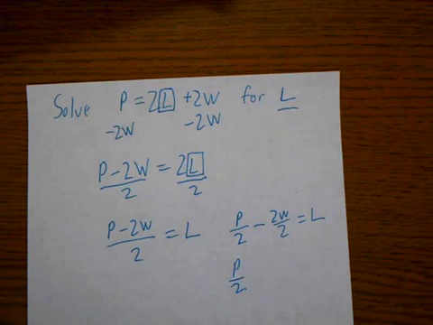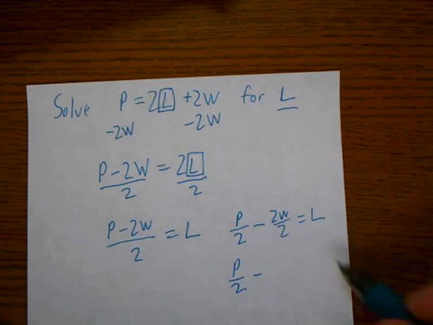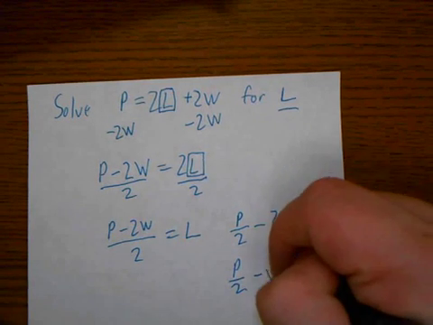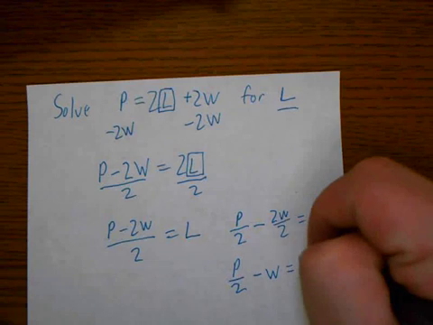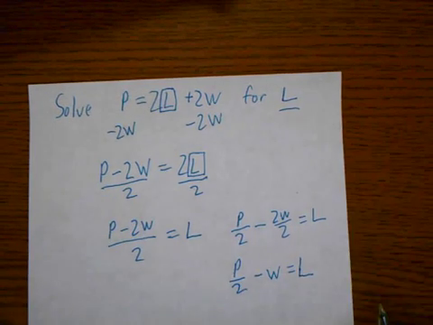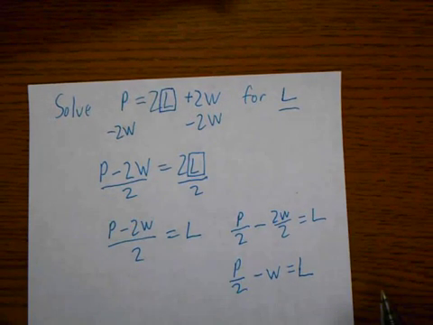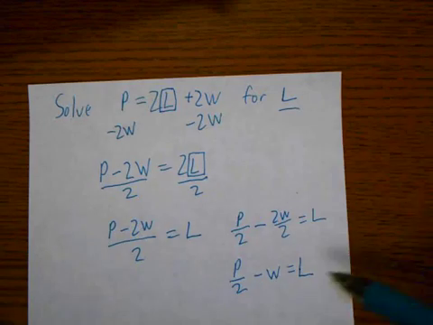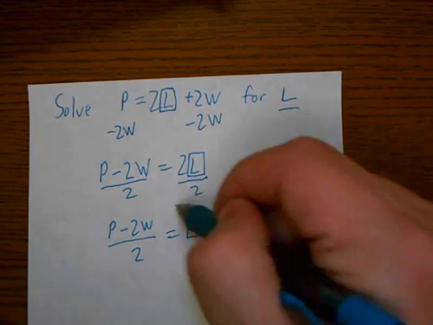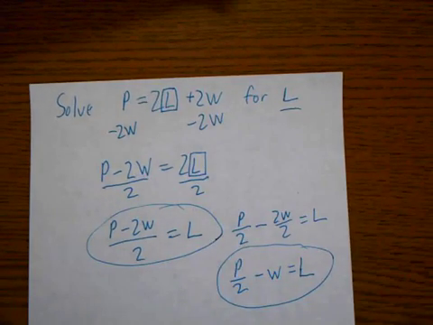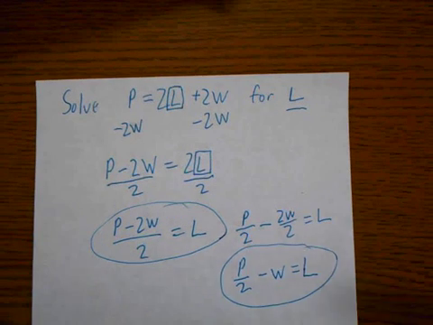Now, P over 2 will not change, but if we have 2W over 2, that's going to reduce to just W, and we're going to get P over 2 minus W equals L. So we have two possible answer choices. You would want to look at what answer choices are provided on your multiple choice test, but either one of those are equivalent.